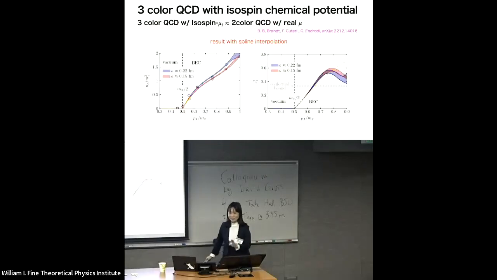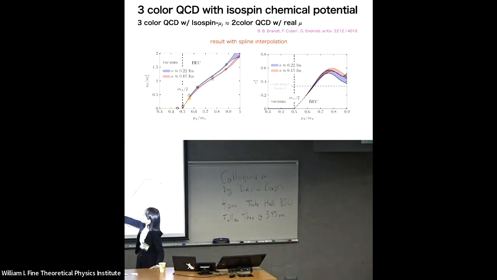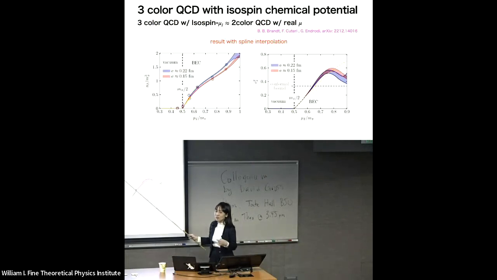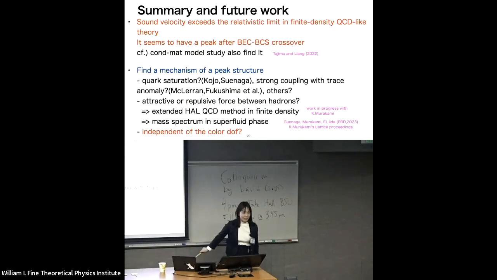And this is a final plot. This is not my result. Actually, Bastian here gave a similar result. They work on three-color QCD with isospin chemical potential, which is also another toy model of the real three-color QCD. In this case, the sign problem is absent. And they show that even in this model, the sound velocity exceeds the 1/3 conformal bound in lattice numerical simulation. It is very promising and encouraging to us. So, okay, that is all. Thank you very much.